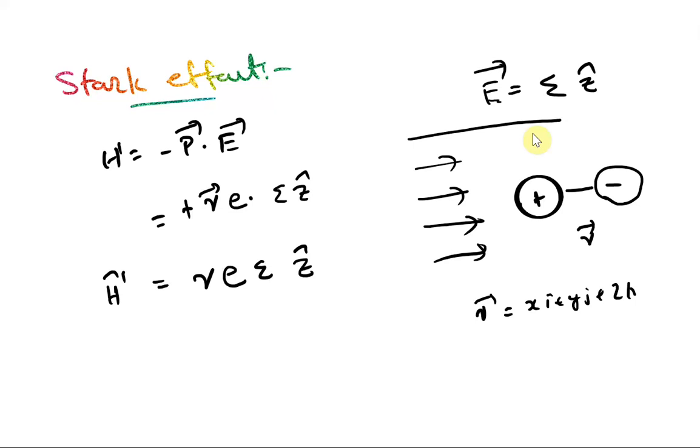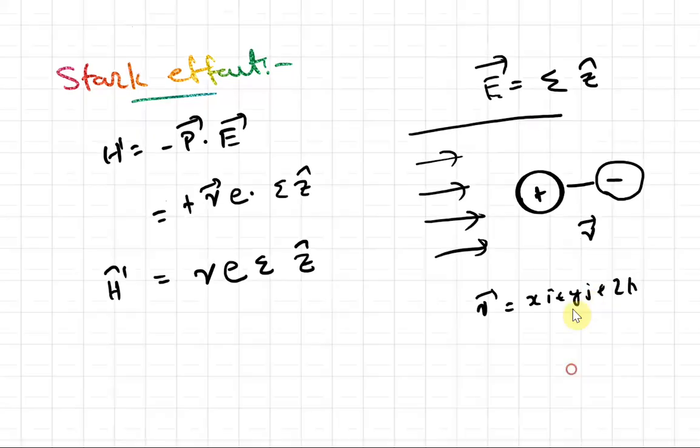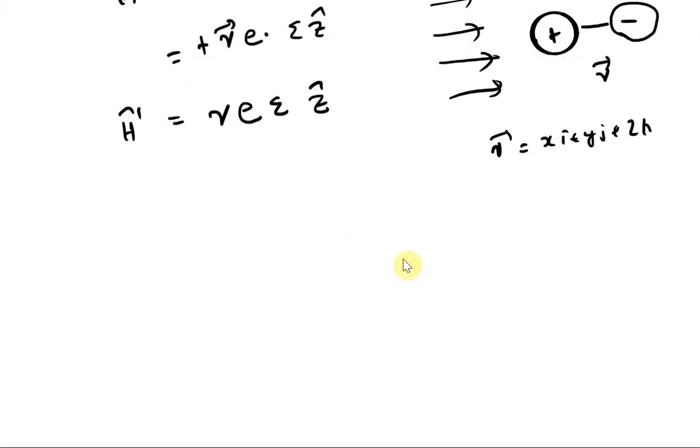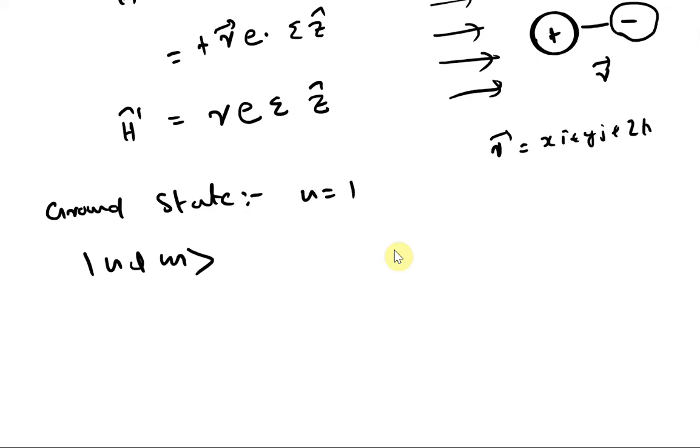Once you identify that, we have to start putting the corrections and finding out the correction terms. First, let me try to find out the first order correction in energy in the ground state. We will do the ground state first. Ground state means n equal to 1. How do we represent the state here? I can represent the state by using n, l, m.